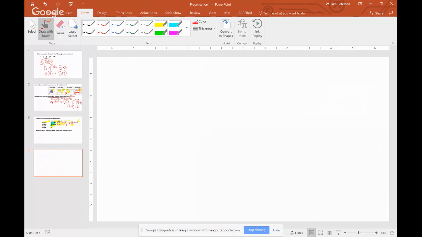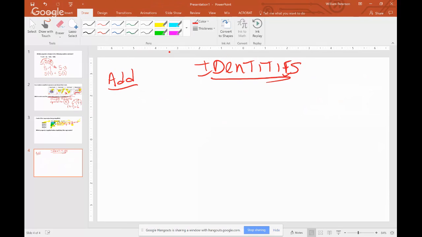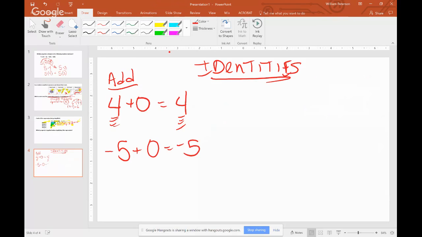So for my identities, geez, my bad handwriting. So additive identity properties. This is things like when I add 0 to a number, it gives me the same number. This works for anything, positives and negatives. You see how adding 0 doesn't change my original number.